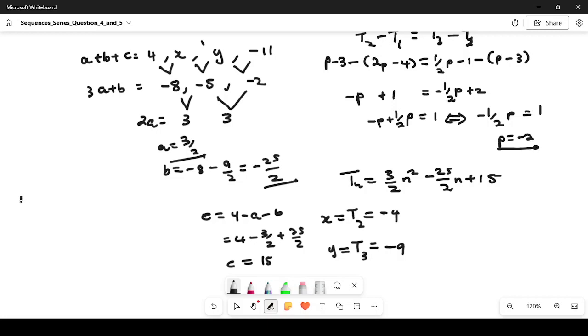So therefore, our sequence is 4, negative 4, negative 9, and negative 11. And then you can just double check. We've got minus 8, minus 5, minus 2. So yeah, this does look correct. So that's how you solve for x and y.